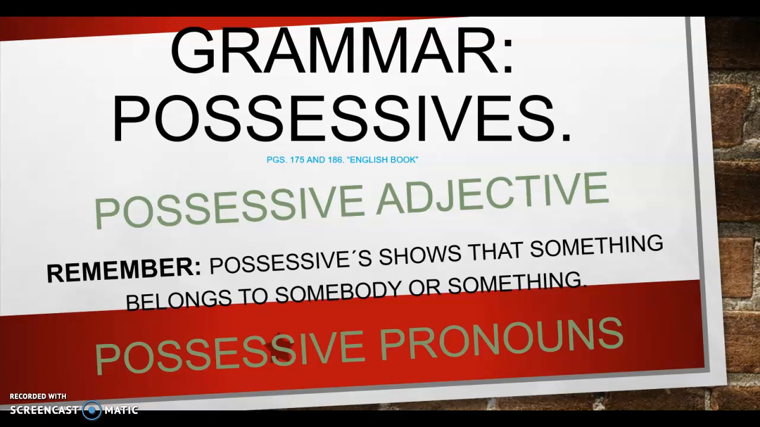Okay, in this lesson we're going to learn a little bit about possessives, possessive adjectives and possessive pronouns. And what does possessive mean? Possessive means it shows that something belongs to somebody or something, okay? So we're going to see some examples about adjectives and pronouns.